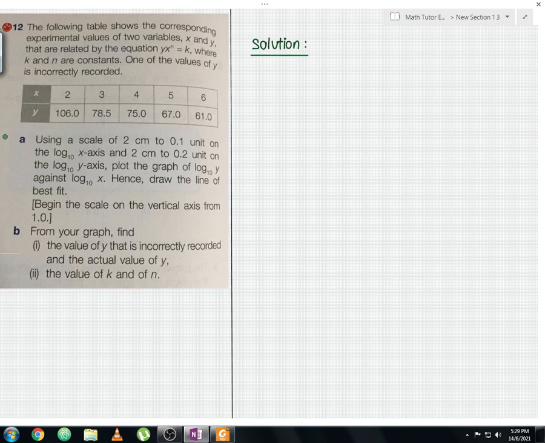From your graph, find the value of y that is incorrectly recorded and the actual value of y and the value of k and of n. So this is the overall question.